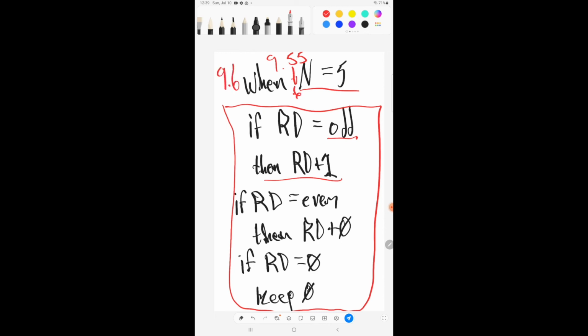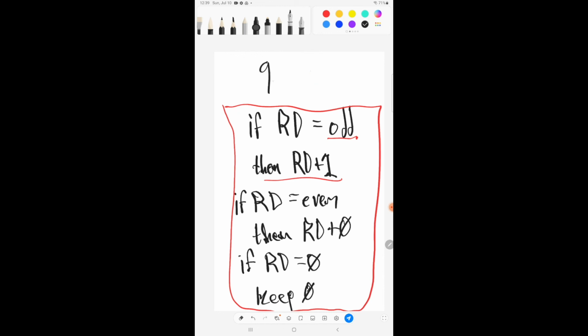Okay, if the rounding digit is even, so we have 9.65, and the adjacent digit is equal to 5, then even just stays the same. So this 6 just stays as a 6. Therefore, we are just left with 9.6.